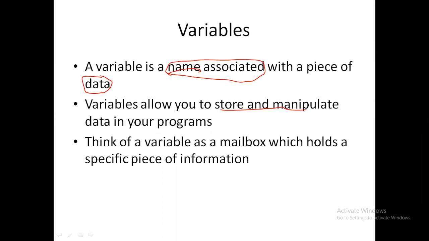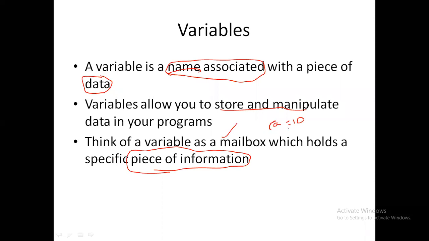It's like a mailbox which holds specific information. A mailbox is like a variable. Say I have something called A, and it is storing some information, 10. So 10 is a value which is stored in the variable A. Now A is called a variable of integer data type because it is storing numbers. So it is a name which is associated with the data, linked with that particular data.